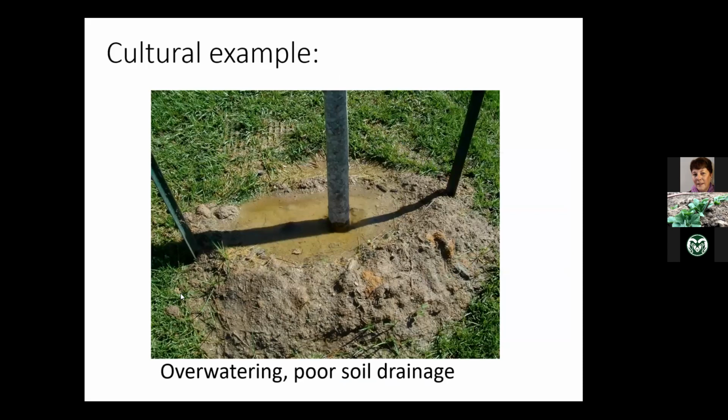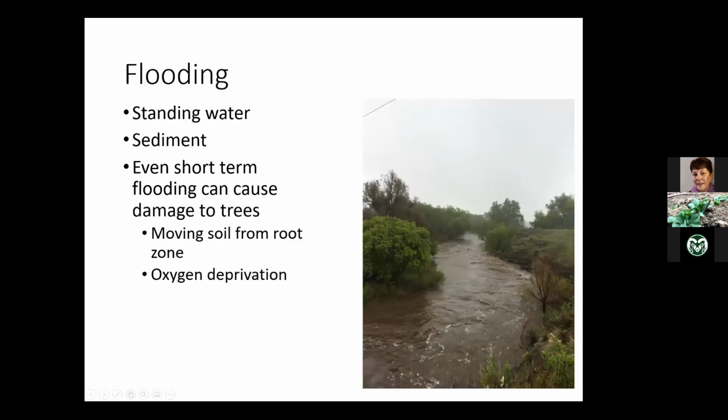Flooding can also cause problems. Even though we think of flooding as fast moving water and maybe not doing as much damage as standing water, really flooding can move a lot of sediment. And even short-term flooding can cause damage to the trees, because it's moving soil away from the root zone. So that soil profile that is supposed to be stabilizing the roots gets moved, and all of a sudden the tree's not knowing what to do. It may have too much water, not enough oxygen.